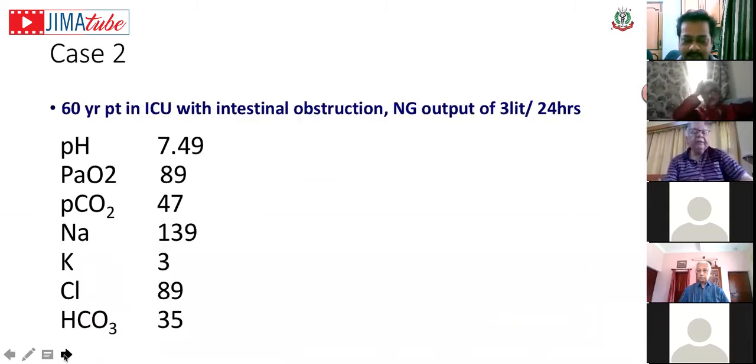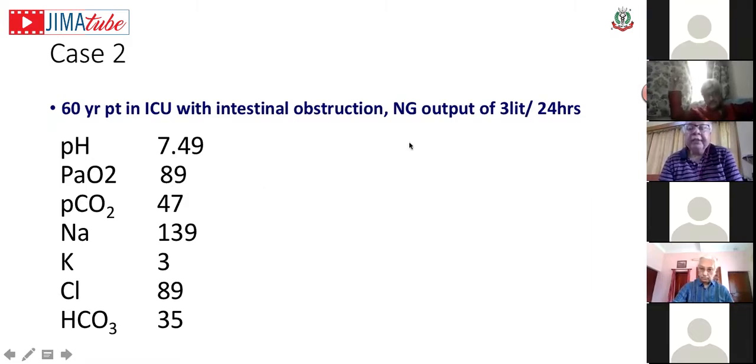So let's come to the second case. A 60-year-old patient in ICU with intestinal obstruction. His nasogastric output is 3 liters in 24 hours. And this is this patient's blood gas. Just concentrate on your pH, PCO2, bicarb. What do you think is going on with this patient? Any of the postgraduates? This is pretty simple. No, we discussed about the principles last time.